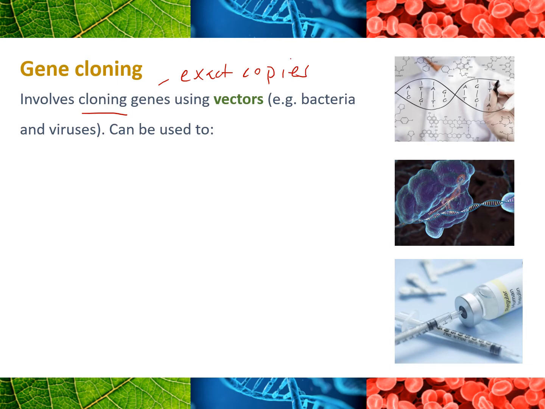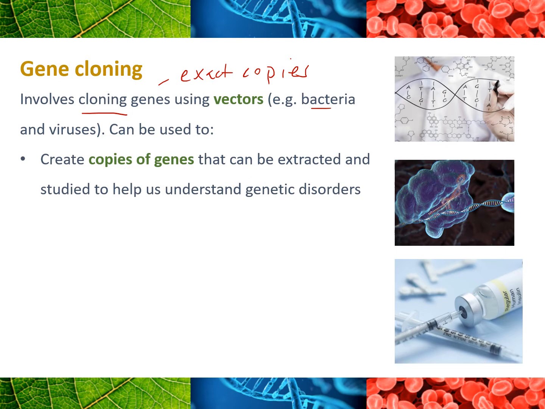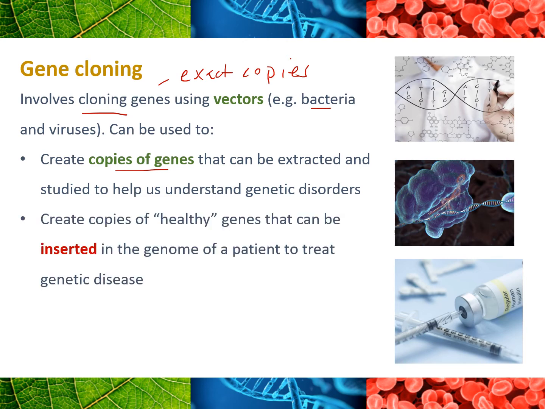Okay, and a really common example of this is the bacterial transformation that we looked at in the last lesson. But it can also be done with viruses. What this is used for, there's a few different ways it can be used. So the first is to create copies of genes that can be studied to help us understand genetic disorders. So really important in terms of our scientific understanding of diseases and disorders and things like that.